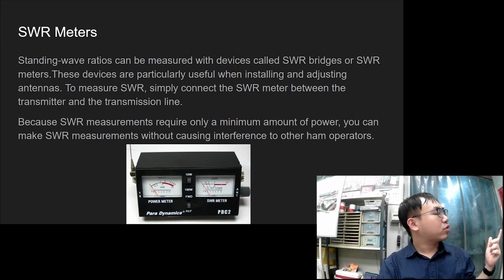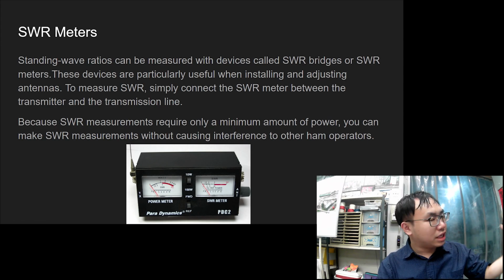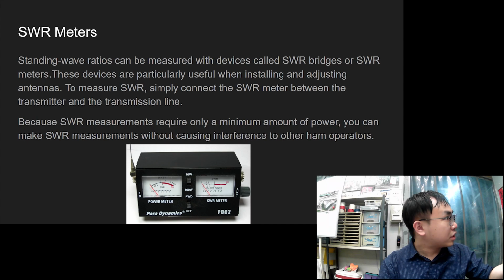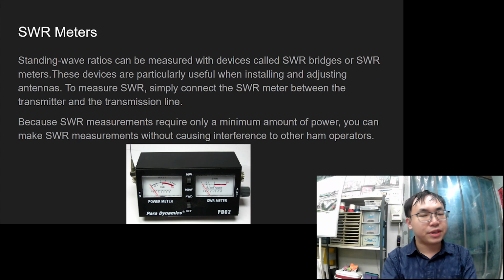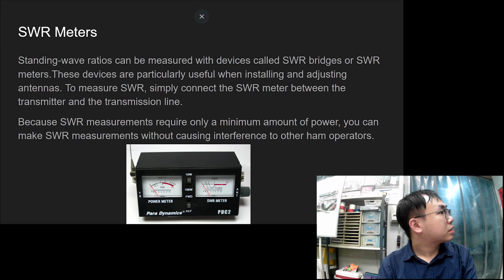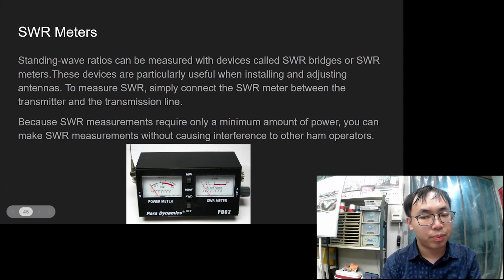Yes. So the SWR meter, of course, will consume electricity. It's connected between the transmitter and the transmission line. Actually, the transmission line means the antenna. Connect between the transmitter and antenna, and it helps you monitor the status of your power. It requires a minimum amount of power, so you don't need an external power source.